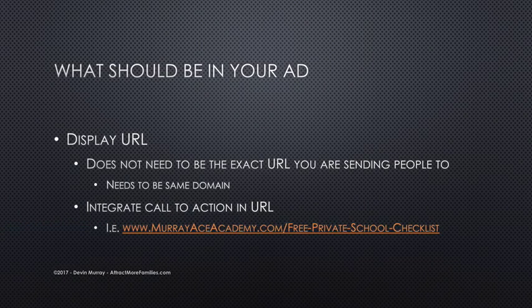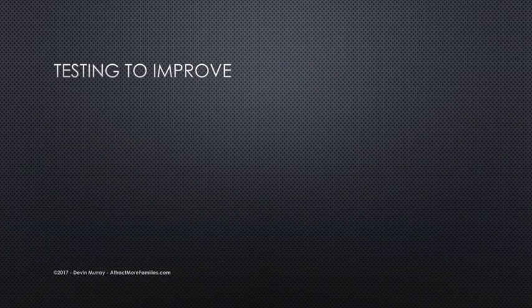So I can do things like murrayaceacademy.com free private school checklist. I can have that be my URL, or download the private school checklist as a URL. So it gives me a little bit of extra space. Put that call to action there, that subliminal request for what I want people to do.